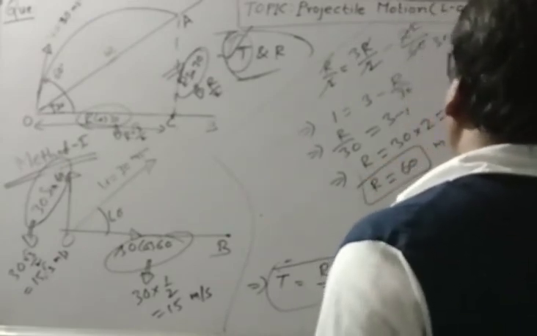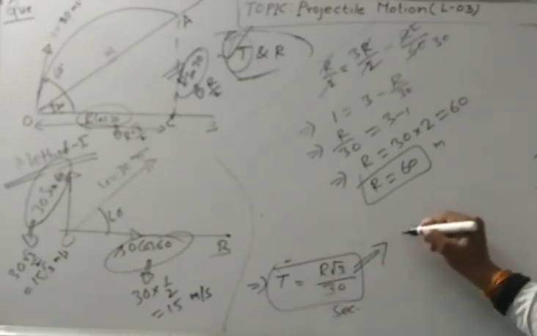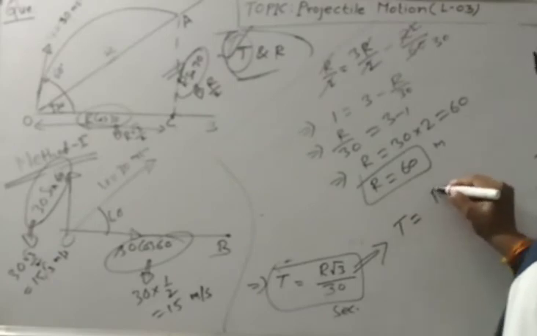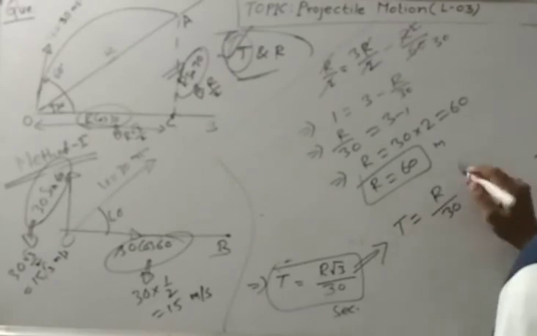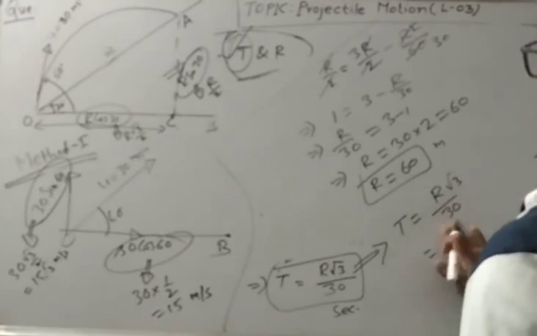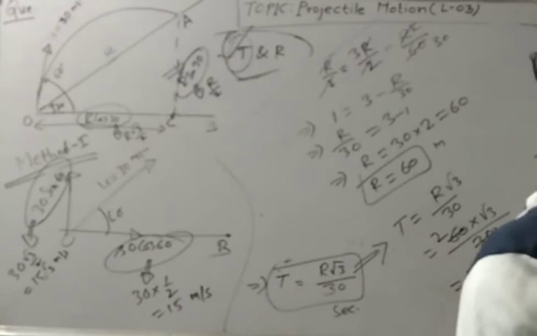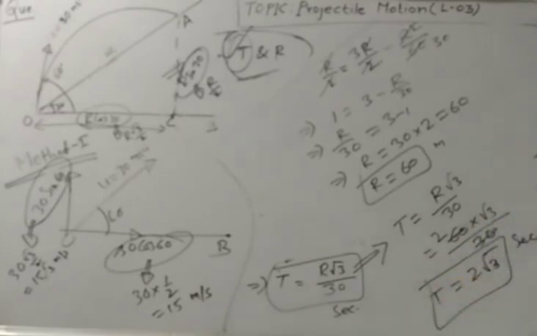So, r is 60 meter. So, this will give you the value of r, and what about t? So, just put the value of r here. So, t equals r by 30 into root 3, put the value of r as 60. So, 60 into root 3 upon 30, this is 2, so 2 root 3. t equals 2 root 3. So, r is 60 meter and t is 2 root 3 second.